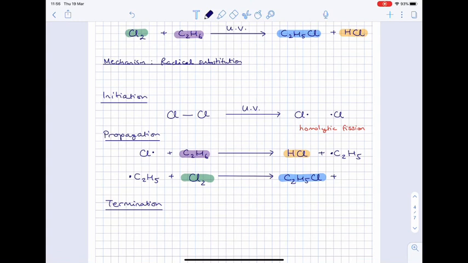There's a couple of ways of working that out. Either balance this step here, or we have to remember that this is going to be a radical which is regenerated, so it's going to be the same as this chlorine radical. So it is actually the chlorine radical.